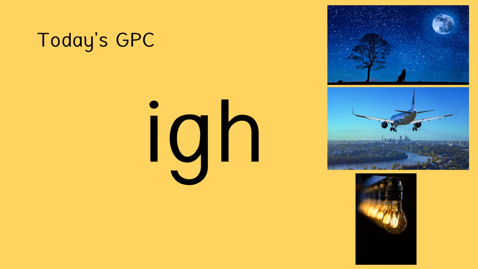So on the screen you can see a grapheme that's made up of i, g and h, and that makes the phoneme /ie/. So /ie/ in night, /ie/ in flight, /ie/ in light. So can you say /ie/? Can you say /ie/ in night? Can you say /ie/ in flight? Can you say /ie/ in light? Can you say /ie/?